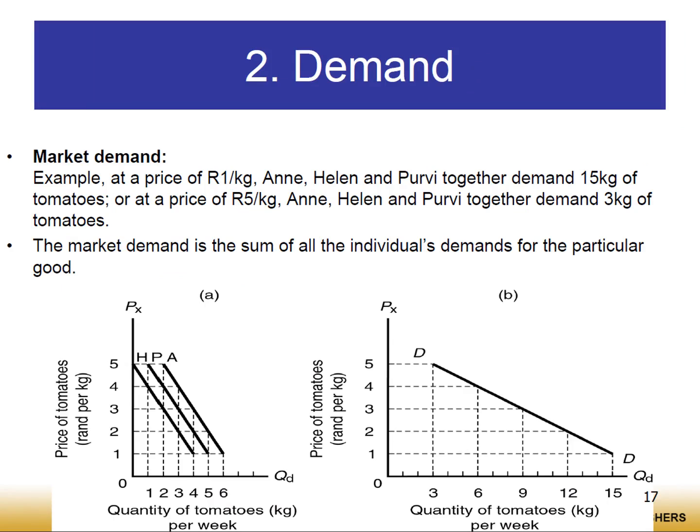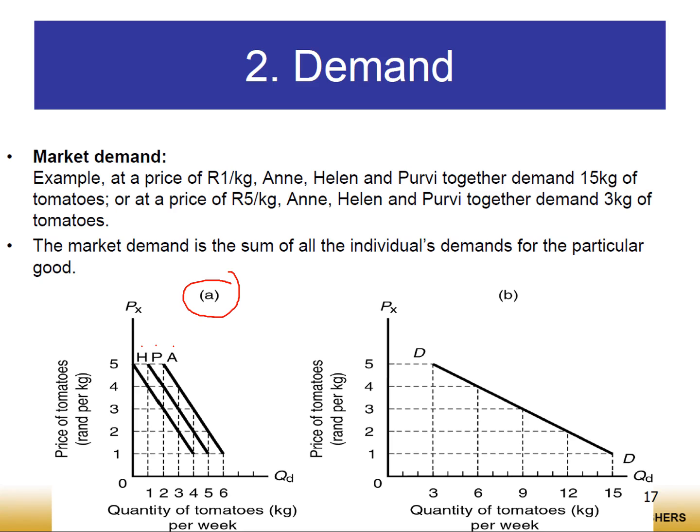Here we repeat the same exercise, but this time using graphs instead of tables. The graph on the left gives us the demand functions for all of our market participants. We have Helen over there, Purvi in the middle, and Anne on the right. Notice that all three of these market participants happen to have the same slope for their respective demand curves, although the intercepts do differ. So how do we find the market demand given these three individual demand schedules?